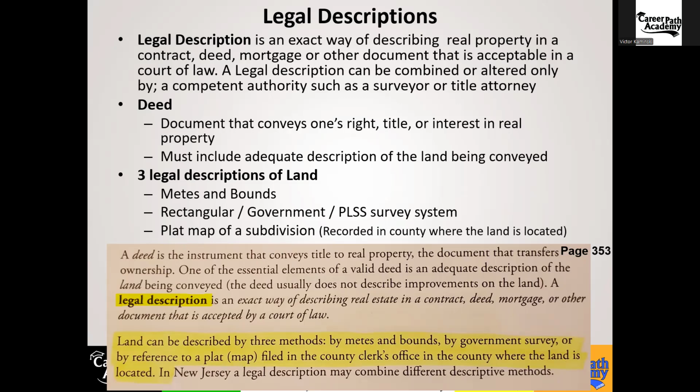So let's highlight there on the first page, 353, first page of chapter 19, the legal description. And land can be described in three methods: by metes and bounds, by government survey, or a plat map that's recorded in the county clerk's office where the land is located.